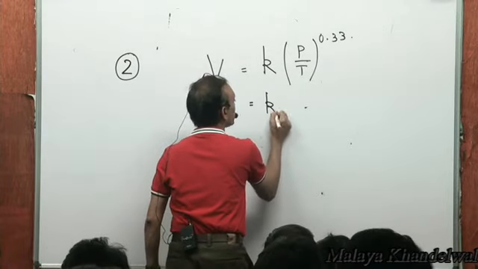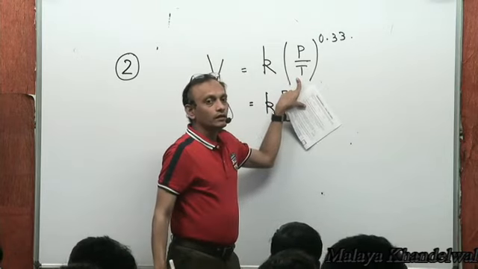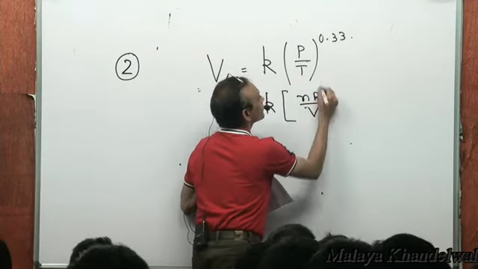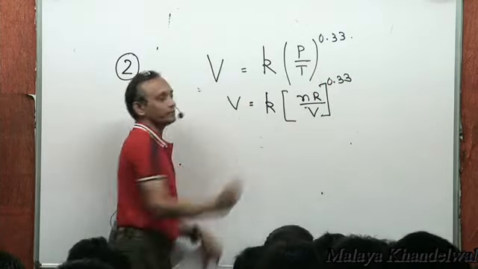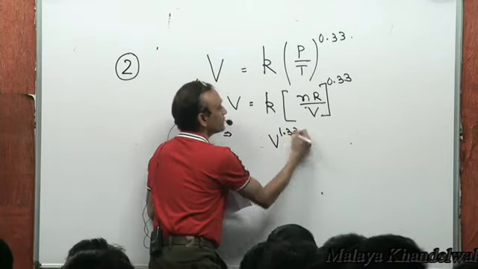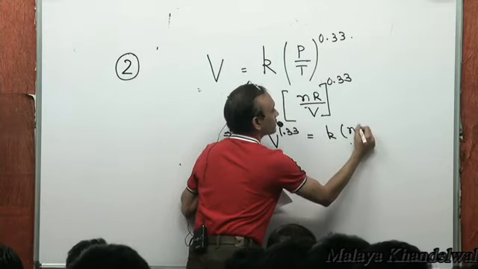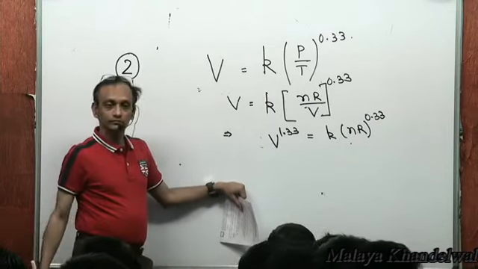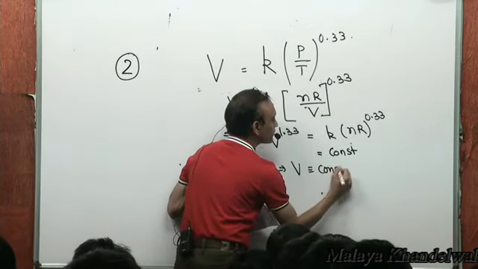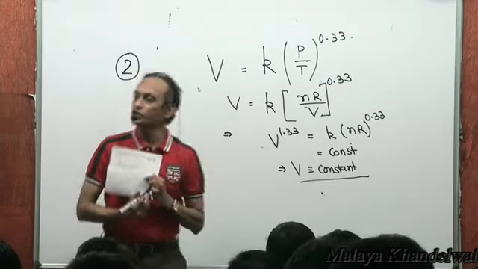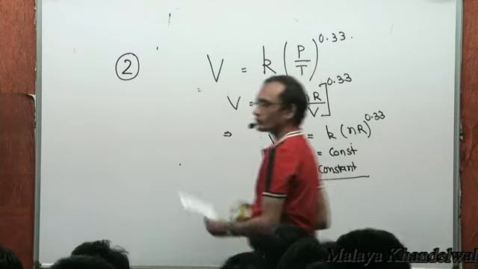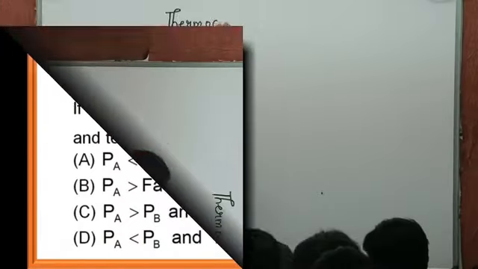Now, realize that this can be written as P by T is what? nR by V? P by T is nR by V? Yes or no? That's V. P by T is nR by V. And this gives me V to power 1.33, cross multiplying, equals K into nR to the power 0.33, which is a constant, which means V must be constant for the process. Therefore, the process must be an isochoric process, constant volume process. All's good?